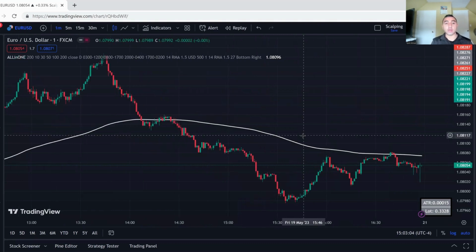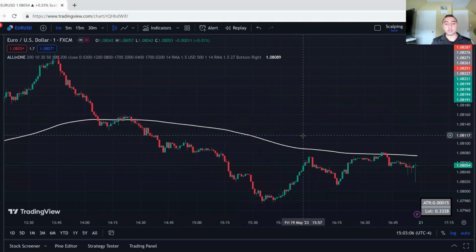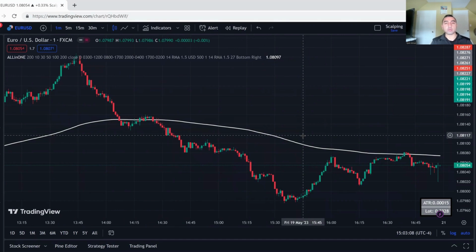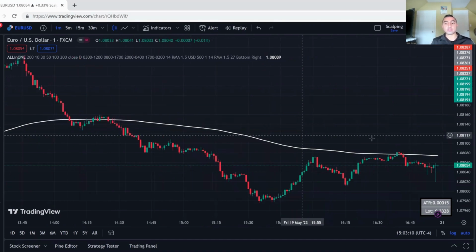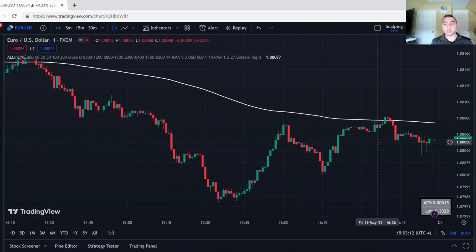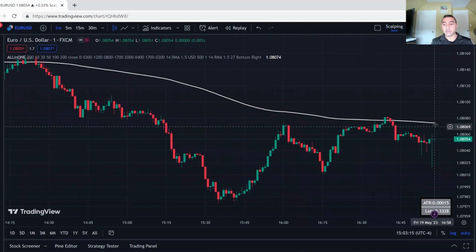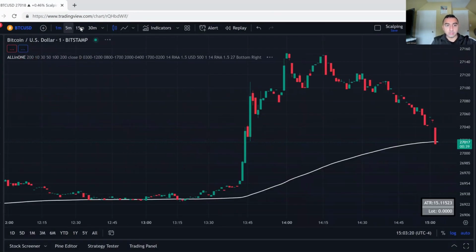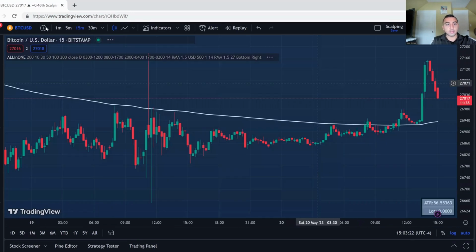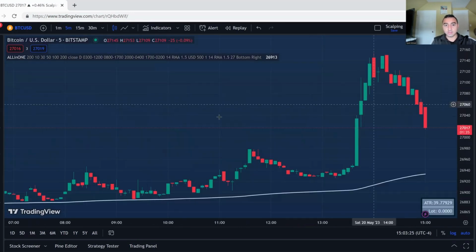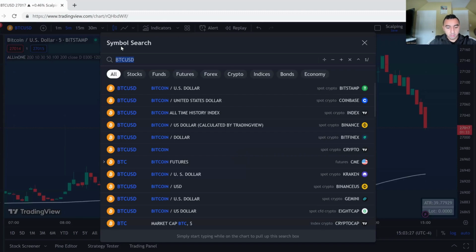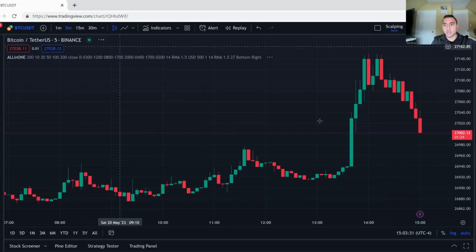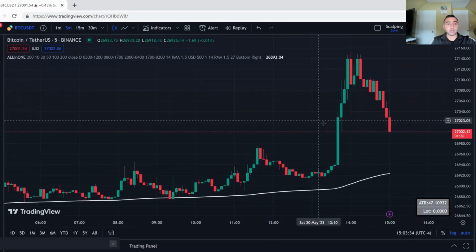For those of you that don't know, exponential moving averages take the average price of whatever value you have inputted. For instance, this is a 200 period exponential moving average. Let me go to Bitcoin, because the market's open for Bitcoin. I don't know why it's blue, so let me go to a different Bitcoin chart. Okay, cool. This is a 5 minute time frame on Bitcoin.